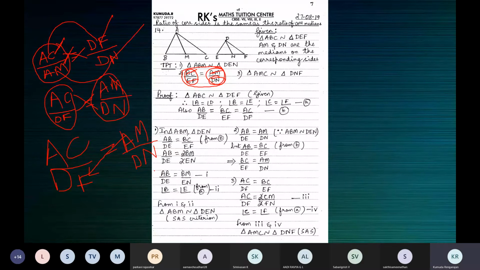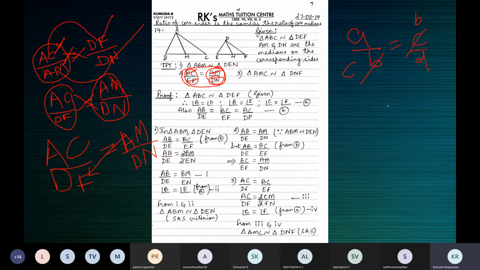I hope I've not confused you. I said you can exchange: A by B is equal to C by D can also be written as, you can write the C here, A by C, and put the B here. That's all. Sometimes you'll be asked like this, just informing you.